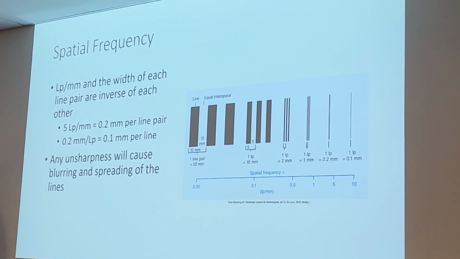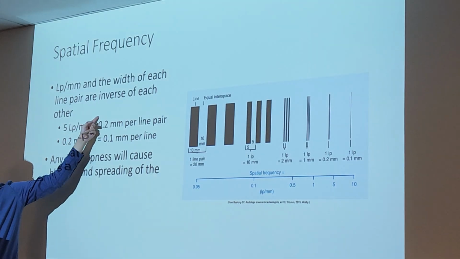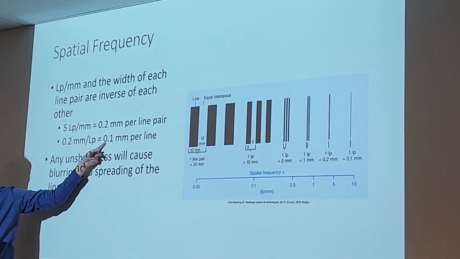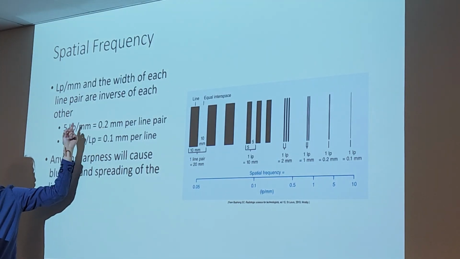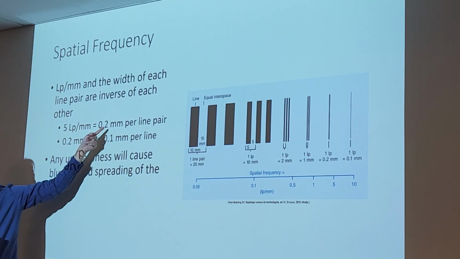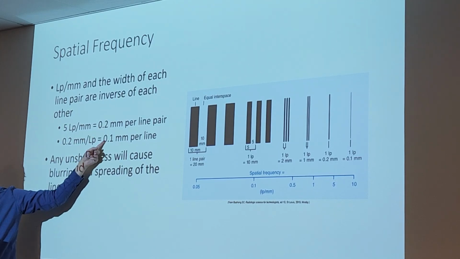And then if you're looking for just one line, you take your answer and then you divide it by 2. So you first need to know how thick your line pair is. No matter what, you have to get the inverse. Once you get the inverse, depending on if you want both lines or just one line, you might need to divide by 2.